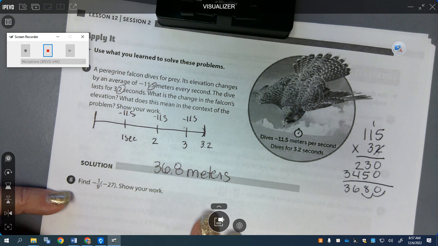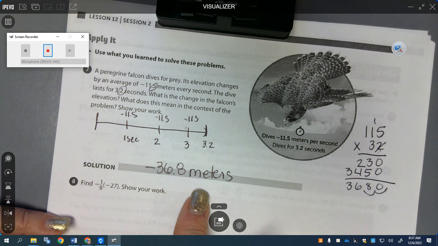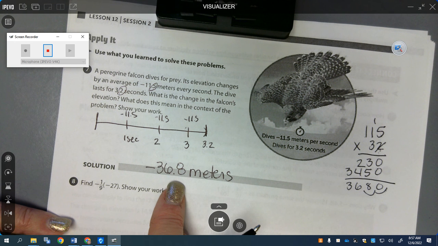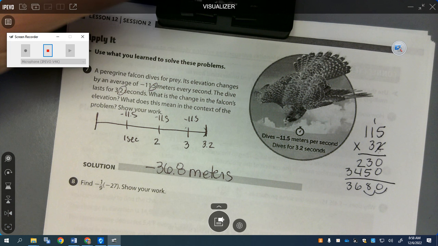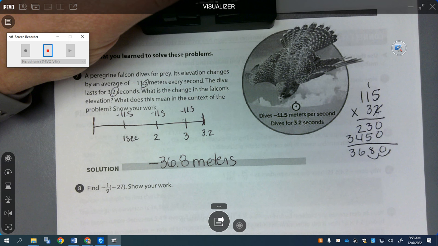But it's diving. So what does that tell you? It's a negative. So you can write a negative here, or you can say it's 36 8/10 meters below where it started. Or some vocabulary words that mean it is a negative.